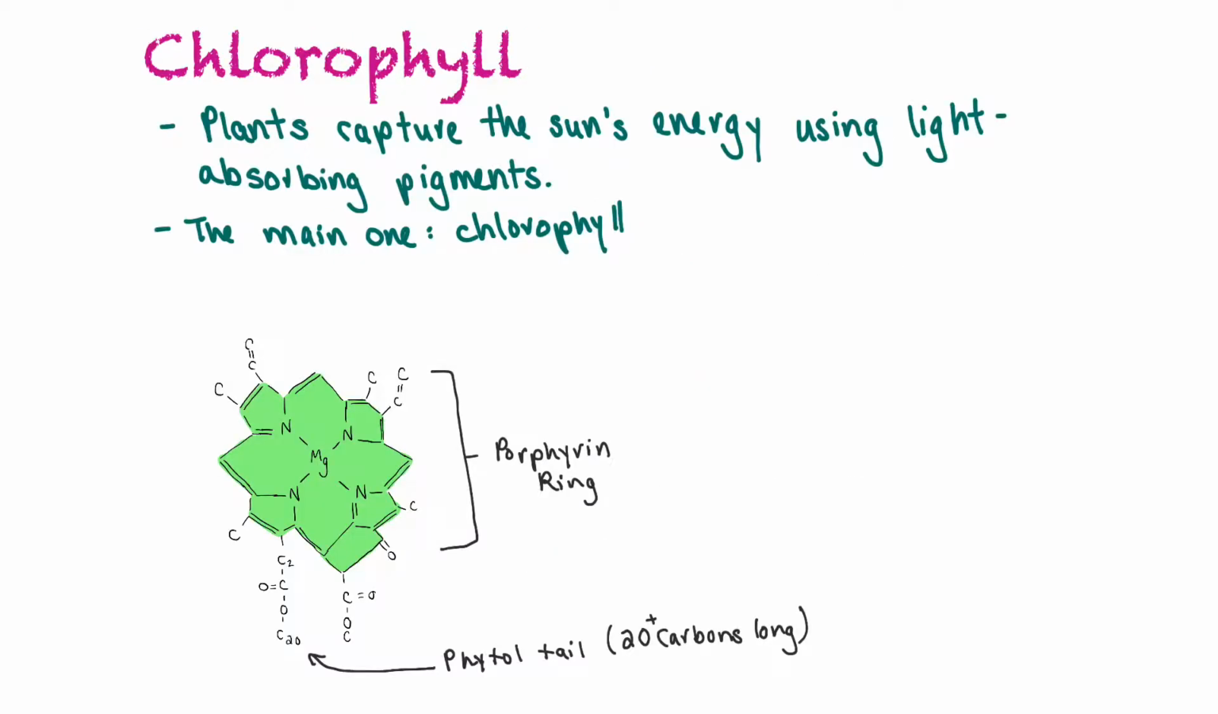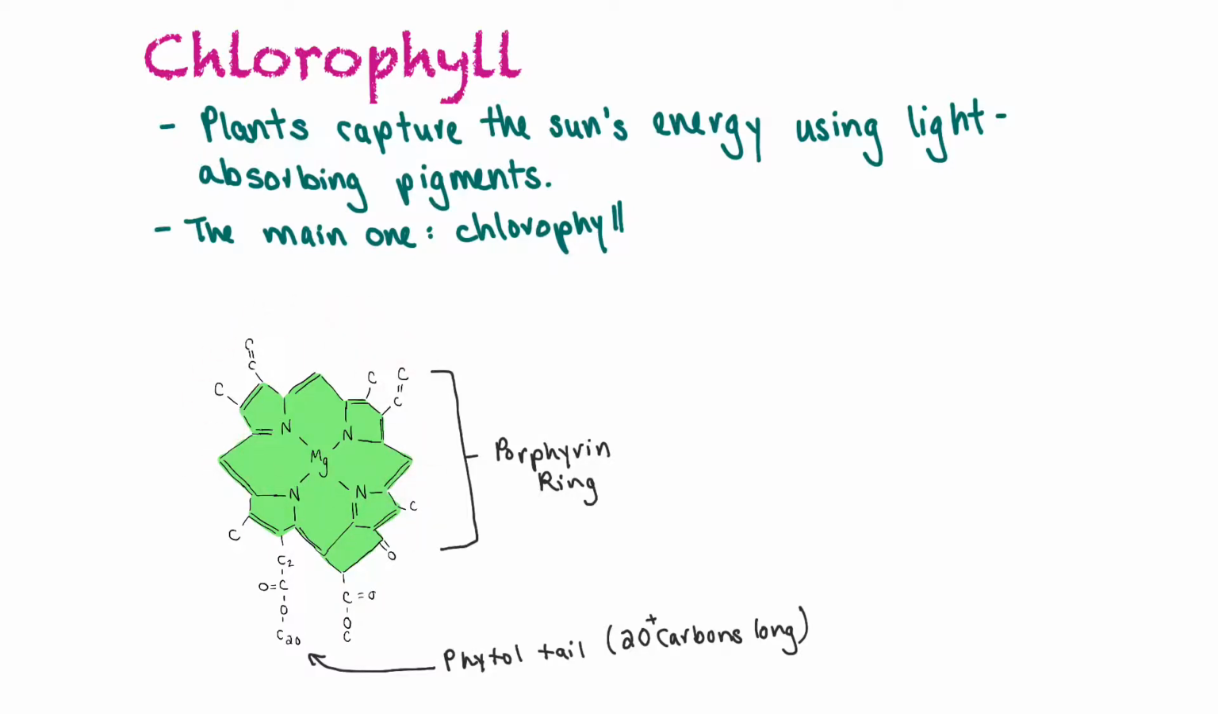Plants capture the sun's energy using special light-absorbing pigments. The main pigment in photosynthesis is chlorophyll, actually chlorophyll A. There's also chlorophyll B, which is very similar and can also absorb similar wavelengths of light. Chlorophyll has two parts. It has a porphyrin ring, this part right here, which is a complicated fused ring structure. In the center, there are 4 nitrogen atoms with a central magnesium atom in the middle. This part is where the light absorption happens.